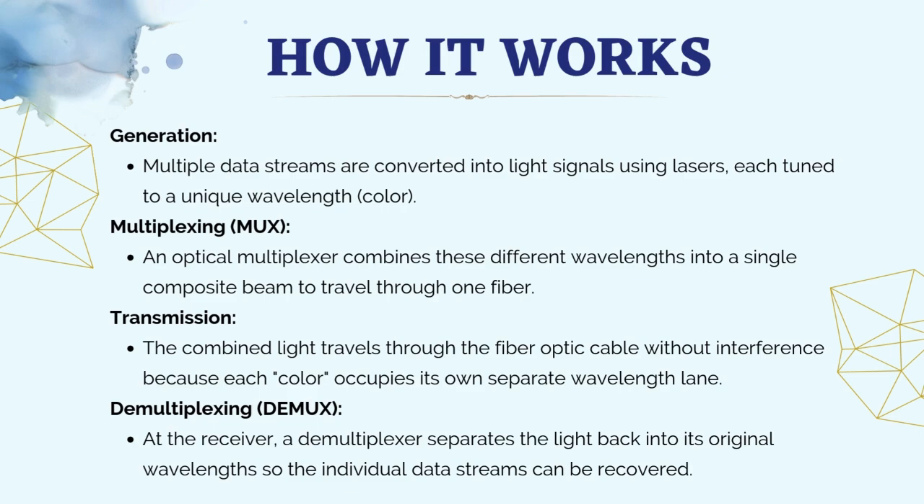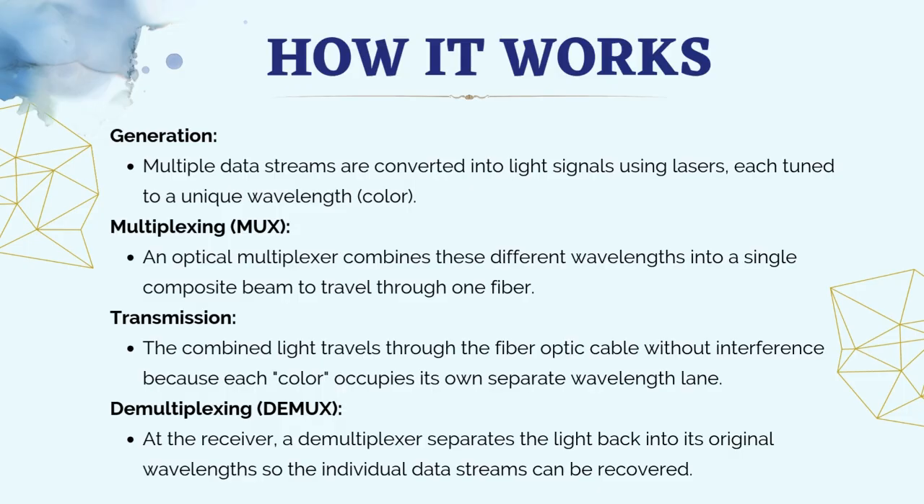Third is transmission. The combined light travels through the fiber optic cables because each color has its own lane in the spectrum. They travel together without bumping into or interfering with each other. Finally, demultiplexing. At the receiver, the demux acts like a filter, splitting the light back into its original colors so the individual data streams can be recovered perfectly.